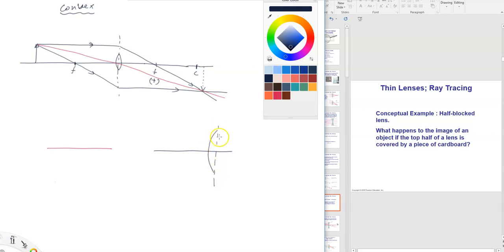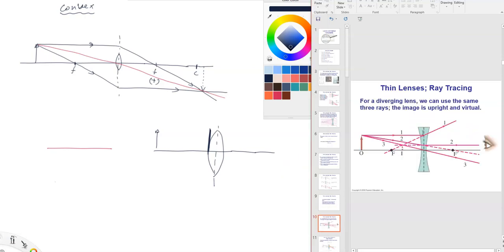So here let's say you have a lens and you have an object. We cover this portion by a piece of cardboard. Will this make an image? What do you think? What will happen to the image? Will there be an image? Something to think about. Okay, moving on.